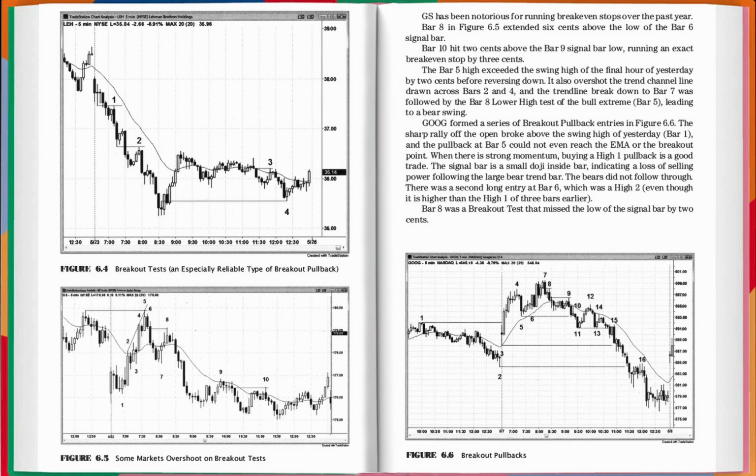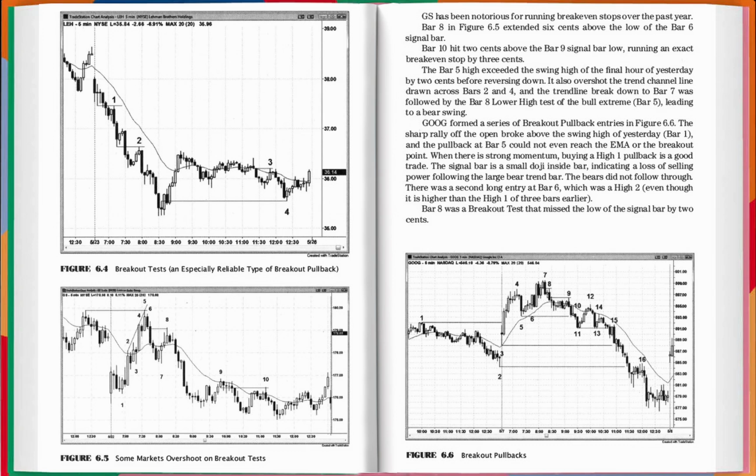The bar 5 high exceeded the swing high of the final hour of yesterday by 2 cents before reversing down. It also overshot the trend channel line drawn across bars 2 and 4, and the trend line breakdown to bar 7 was followed by the bar 8 lower high test of the bull extreme bar 5, leading to a bear swing.